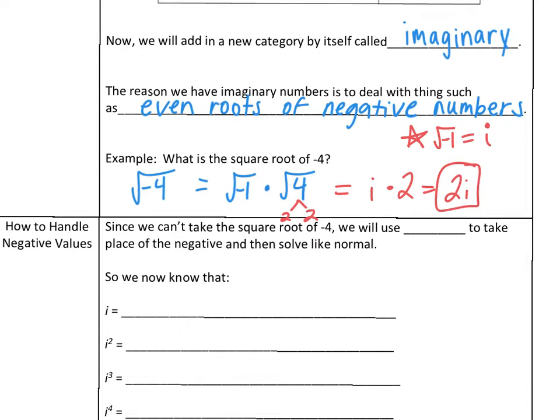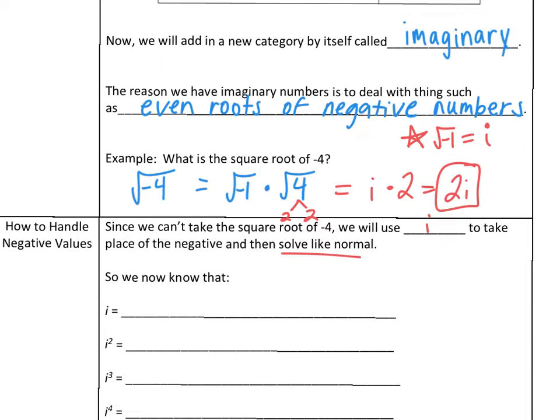So since we can't take the square root of -4, we use i to take the place of the negative, but then we solved it like normal. So that's the important part to remember on these. The solving part isn't changing. There's no new way to do this. The only thing that's changing is the fact that we're introducing that imaginary value.